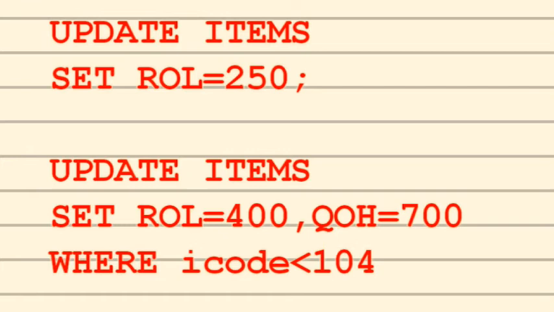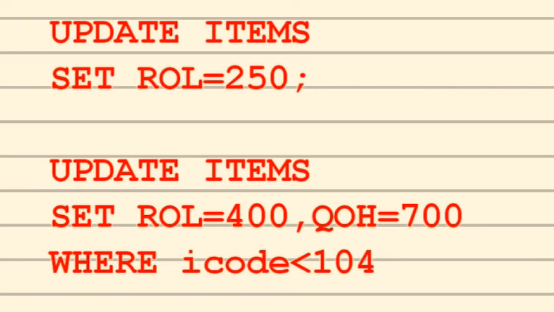In the second example, we can also use two conditions in the update command. We can not only update one value, we can update as many values as we want. Again I've written update, the name of the table, items, set ROL equals 400, QOH equals 700, where I code is less than 104. Wherever the I code is less than 104, we can update accordingly.